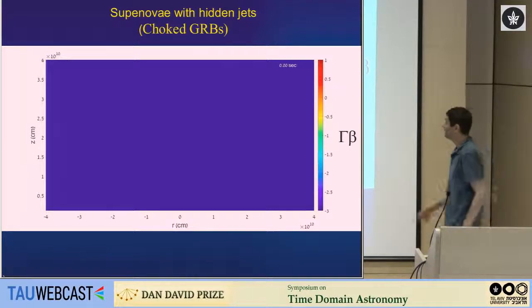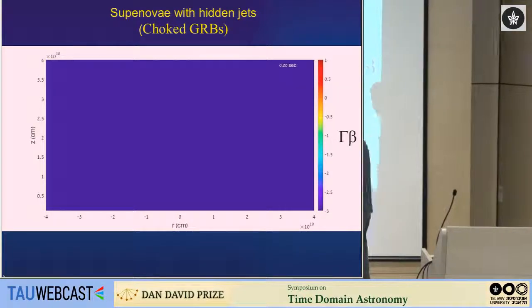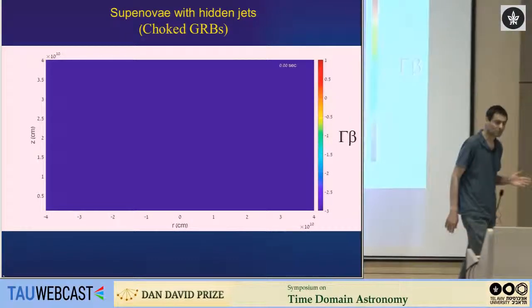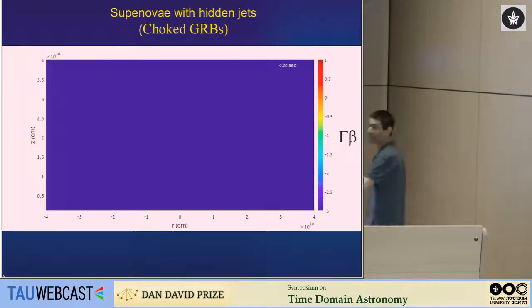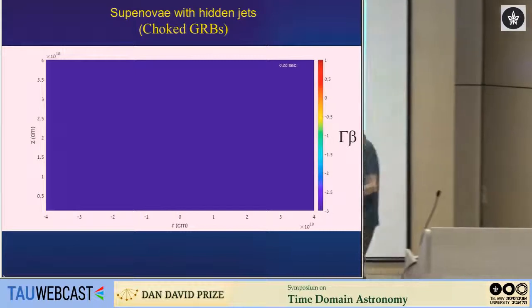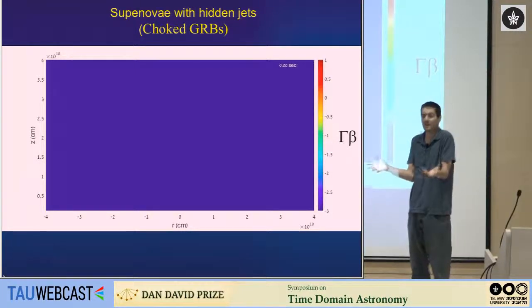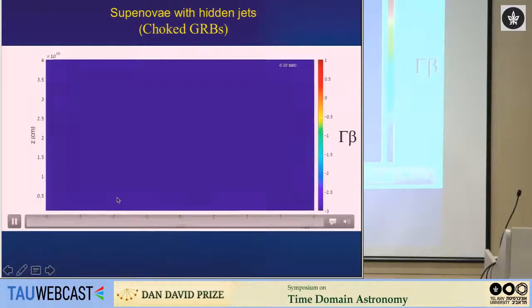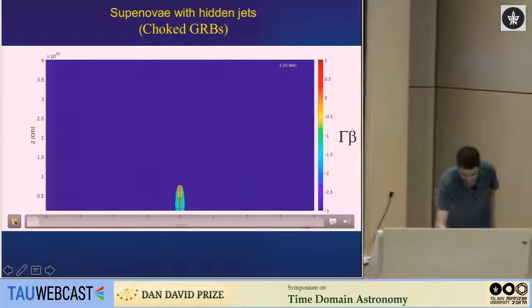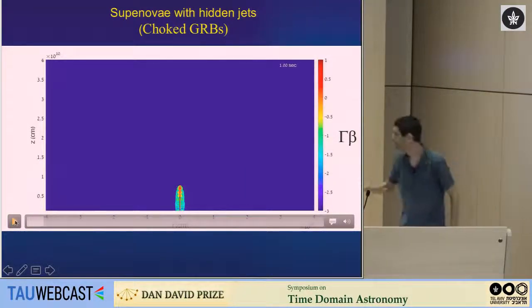So there is very strong evidence, I will not get into it, that not all jets in GRBs are actually successful. Some of the jets die before they break out. So there will not be a GRB because there is no jet. But still, something happens. So let's see, for example, what happens if we take a jet, let it propagate, and then here, we shut off the jet.